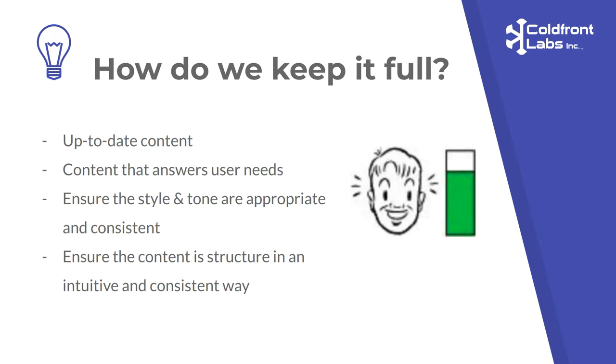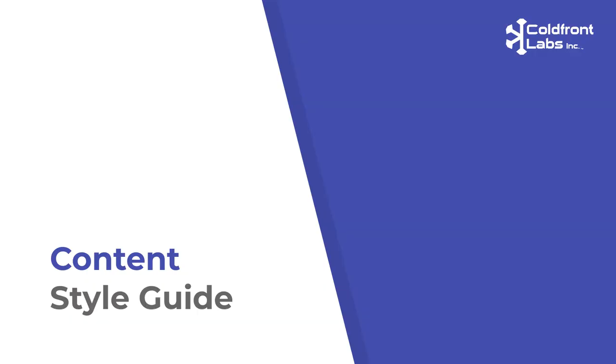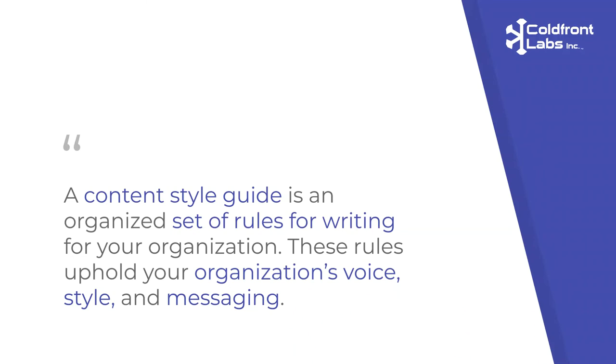And we also want to make sure that the structure is intuitive and consistent, because if it looks one way on one page and one way on another, I'm going to be confused as a user if I'm looking at the same type of content. So, one thing you can do to moderate this is to make a content style guide. So a content style guide is an organized set of rules for writing for your organization. These rules uphold your organization's voice, style, and message.